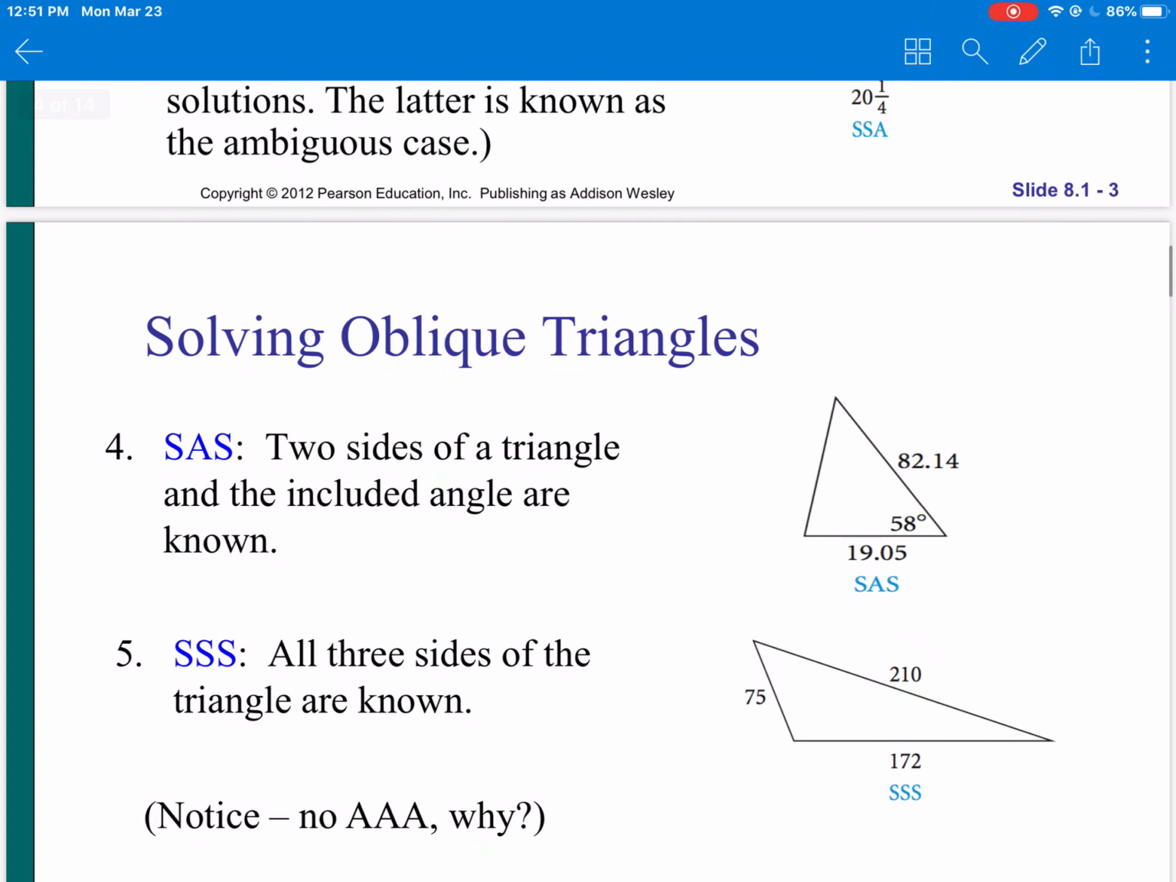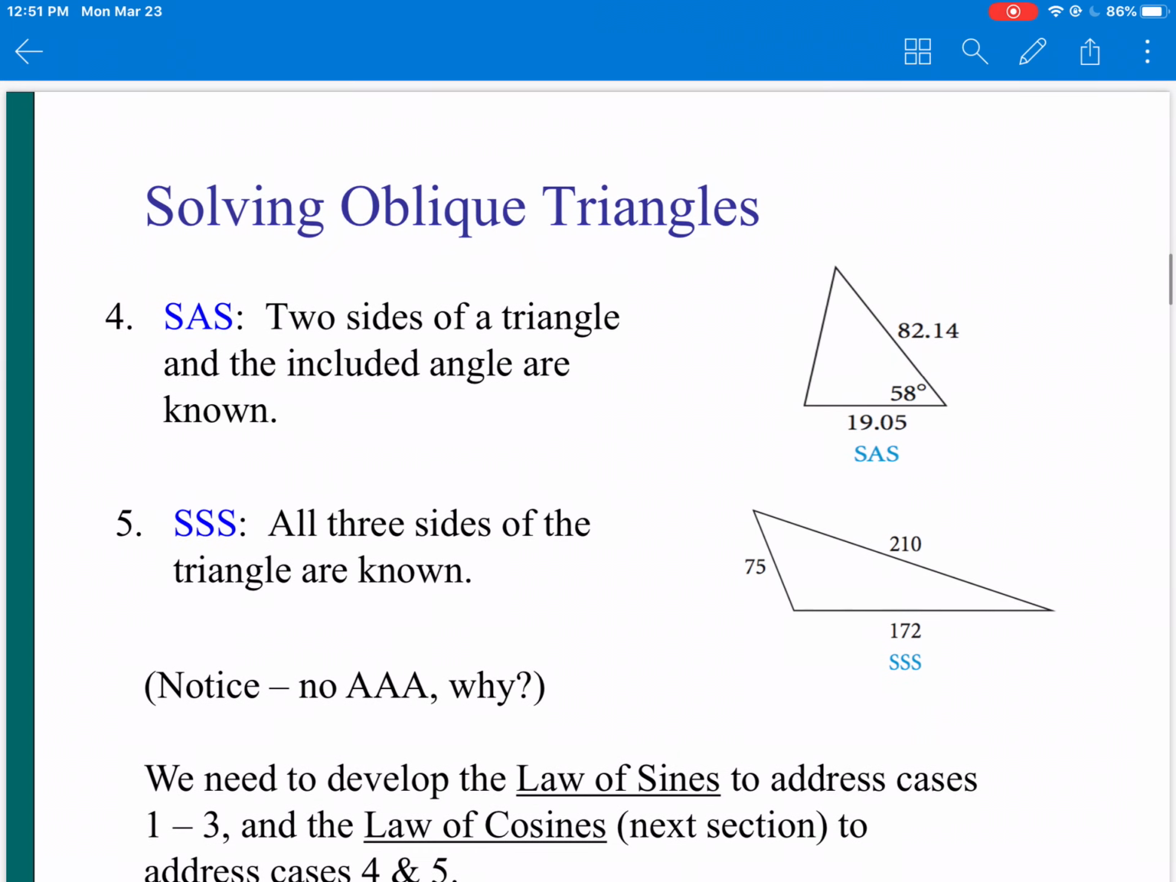There are two other cases. What's called the SAS case is a case where we know two sides of the triangle and an included angle, so side, angle, side. And in the last case, the fifth case, we know all three sides. So the SSS case, we know three sides and no angle. But do note there is no AAA case.